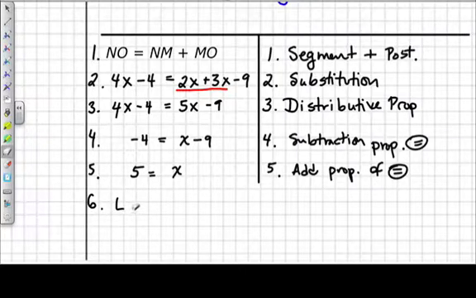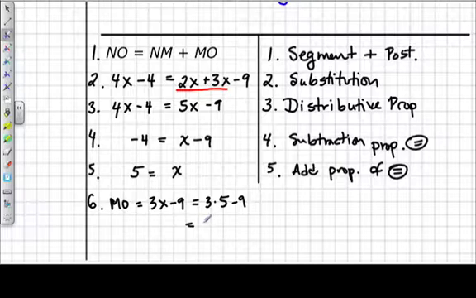Now let's go one step further. MO we knew was equal to 3x minus 9. So if I plug in that value, I'd have 3 times 5 minus 9. So still in that statement, 15 minus 9 is 6. So the length of MO is equal to 6. And again, that would be substitution because we substituted that value of x into the entire length of MO.